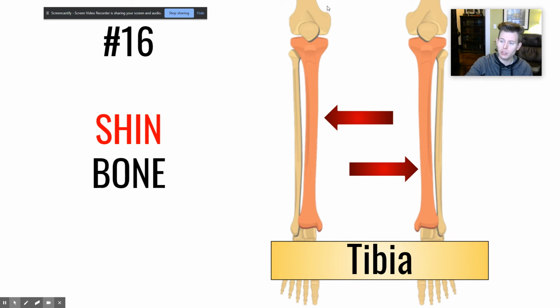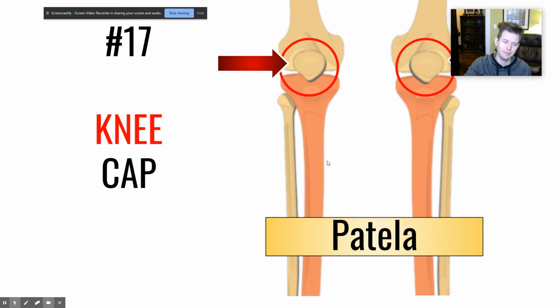15, the shin bone, the larger of the two shin bones. This is called your tibia. So your tibia doesn't have a lot of muscle in front of it, so that's why it hurts if you hit your shin, because there's really nothing protecting the front edge of your tibia.